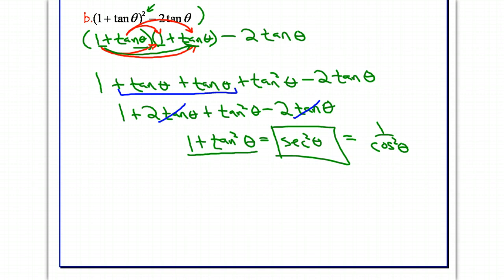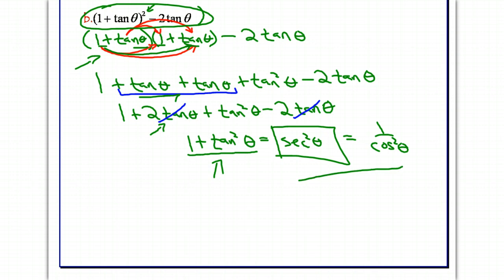So we've made that as simple as possible. We FOILed it out. We combined like terms. We canceled out. We used one of our identities. 1 plus tangent squared is secant squared. And all of a sudden, a very complicated expression up here is a lot simpler down here. That is a really good math technique to have.